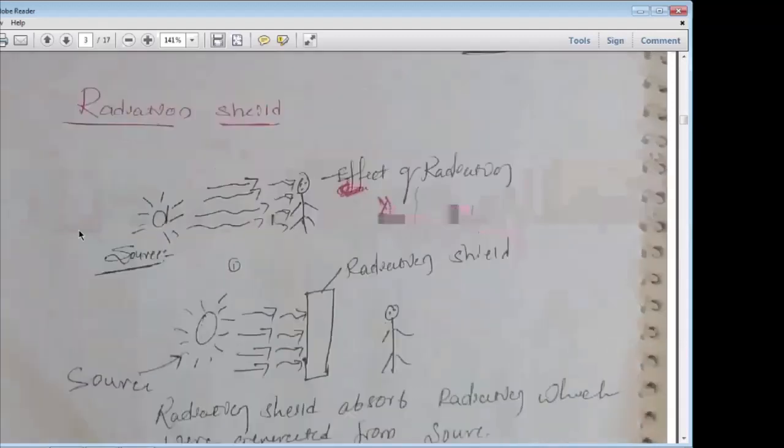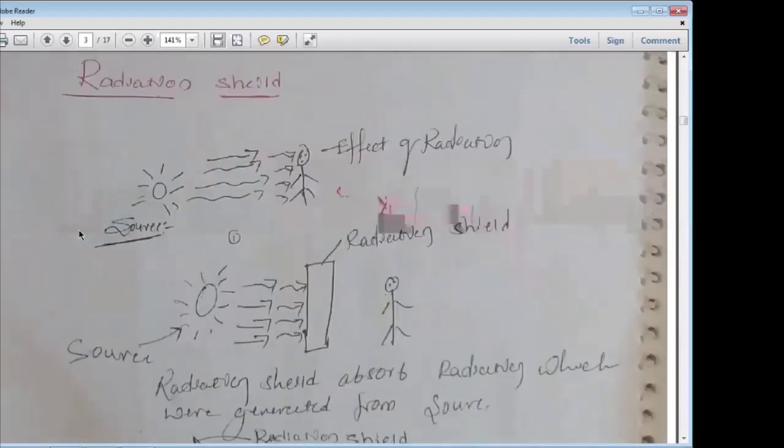Next is the radiation shield. I'll give an example to explain the meaning of a radiation shield. Suppose you go for an X-ray, then they will put a black block, a wooden block or something, on your chest. We can call this block a shield, which stops the radiations from falling on some other surface.